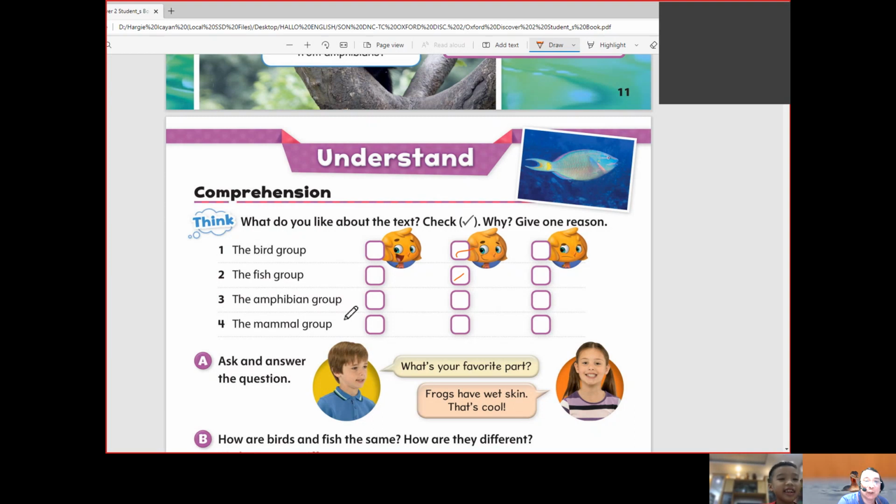So the amphibian group. Where am I going to check? The first, or the second? Just like the two. Okay, the second one again. Okay, what about the mammal group? The second one again. Okay, so that means you're not so happy about that.